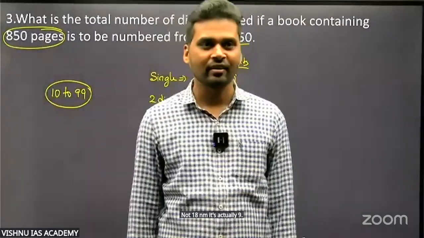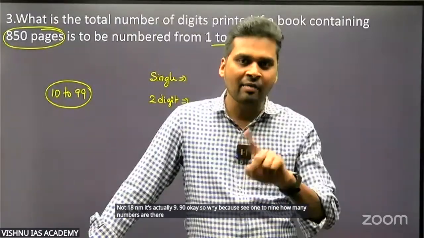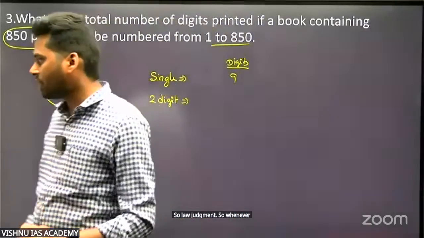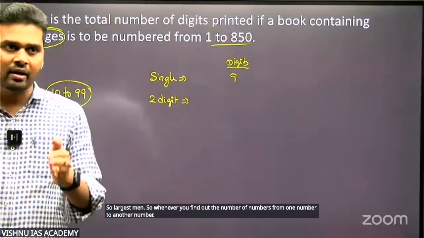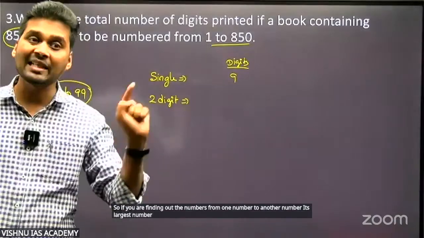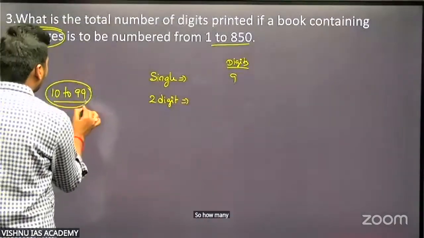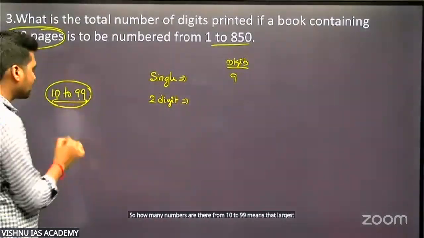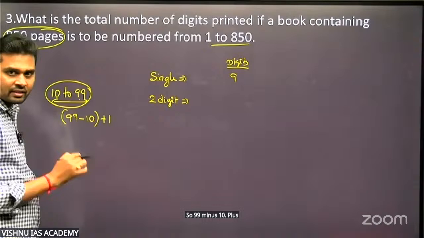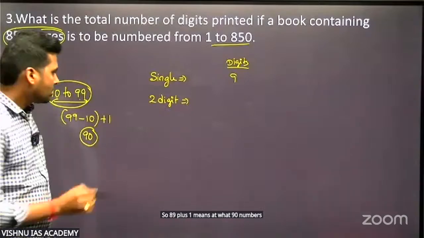Okay, so why? Because see 1 to 9, how many numbers are there? 9. So 9 minus 1 అంటే 8 వస్తుంది కదా, అంటే 8 అని కాదు. So whenever you find out the number of numbers from one number to another number, it's largest number minus smallest number plus 1. So how many numbers are there from 10 to 99? Largest number minus smallest number plus 1. So 99 minus 10 plus 1. You understand? So 89 plus 1 means 90 numbers.